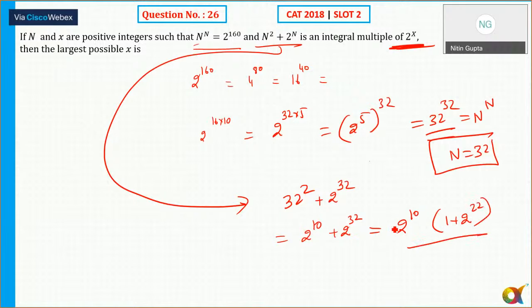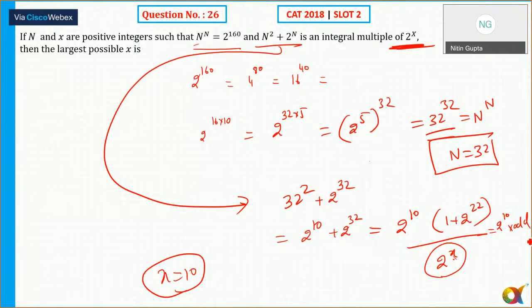Now, what is the largest value? It is divisible by 2 raised to power x, an integral multiple. So what is the largest possible value of x? That is 10. It is definitely divisible by 2 raised to power 10, but not by 2 raised to power 11, because I can say it is 2 raised to power 10 into some odd number. So the maximum power of 2 which can divide this is 10. So the value of x is 10.